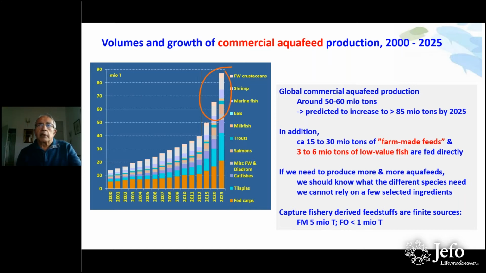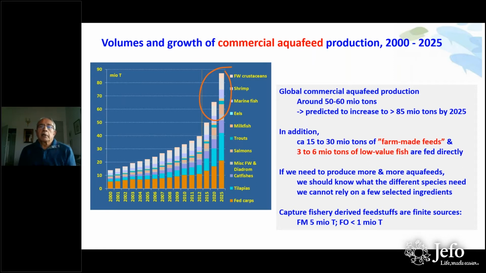As a nutritionist, I want to say that if we need to produce more and more feeds, we should know what the different species require. This is part of the nutritionist's job. And we cannot rely on a few selected ingredients to develop such feeds. This is the feed company's job.